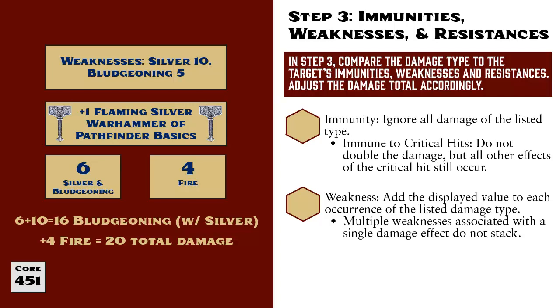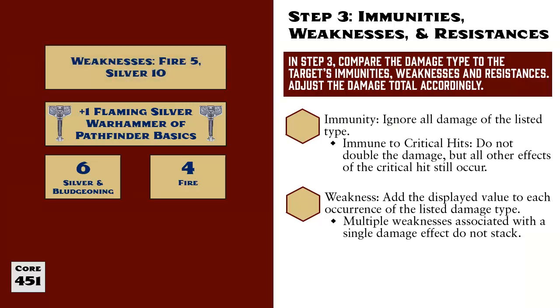Because when more than one trait applies to the same damage effect, in this case, both silver and bludgeoning apply to the 6 points of weapon damage, then you only apply the highest weakness. And neither of those traits apply to the fire damage effect, so it is not changed by the weaknesses, even though fire was caused by a weapon that has those traits for its physical damage type.